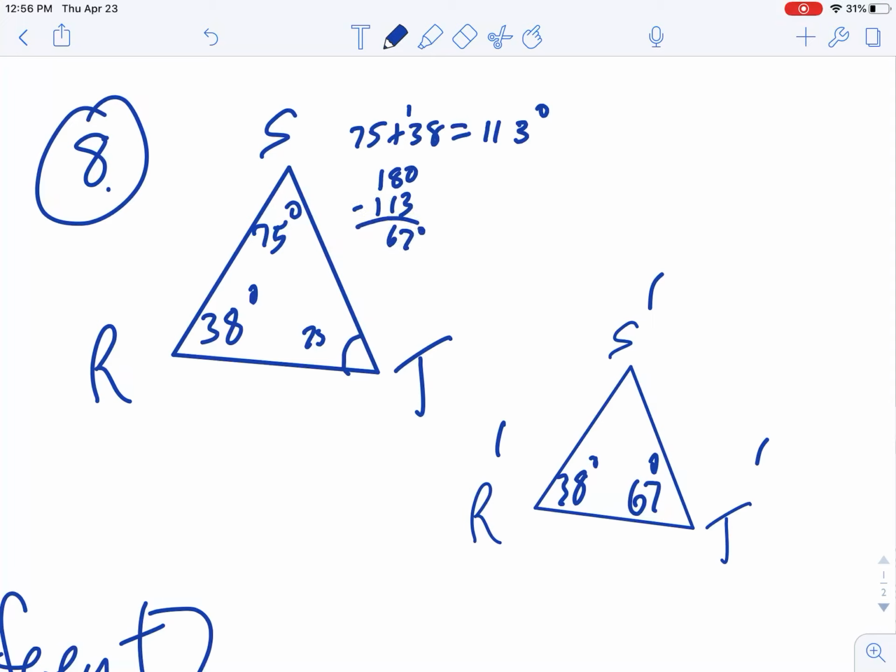And you get 67 degrees. That means that this angle right here is 67 degrees. Over here on this other one, if you add 38 plus 67, 7 plus 8 is 15, carry the 1, you get 105.